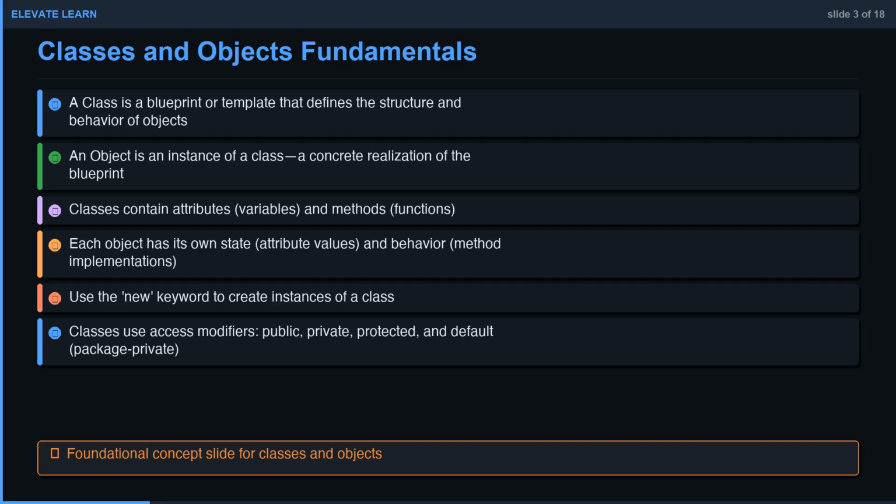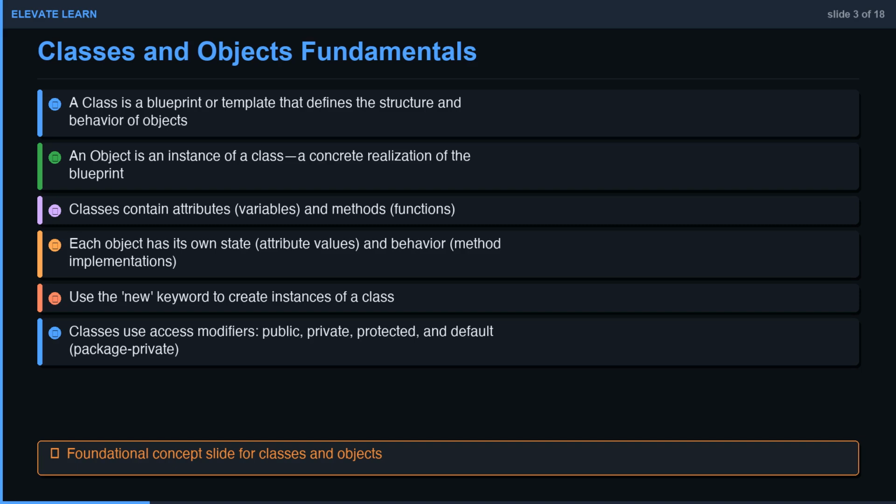A class is essentially a template or blueprint. Imagine you're designing a car. The blueprint defines what attributes the car will have, like color, model, and speed, and what behaviors it can perform, like accelerate and brake. An object is a specific instance of that class. So if the class is Car, then my red Toyota Camry is an object. Every object created from the same class shares the same methods but can have different attribute values.